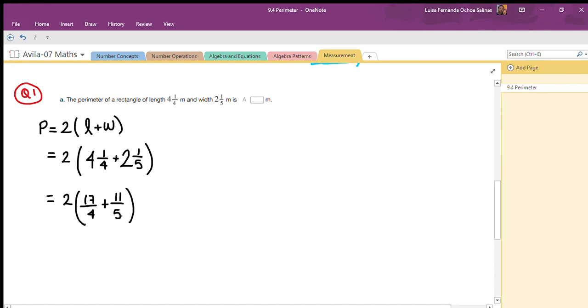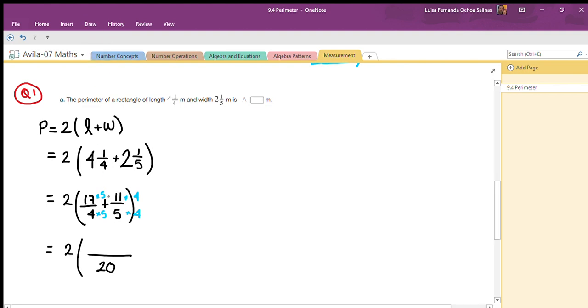Now I have to find a common denominator. I know that the lowest common multiple of 4 and 5 is 20. So this is going to be equal to 2, and the common denominator is going to be 20. In order to get to 20, what did I do? I multiplied by 5. I'm going to draw this with another color to make things clearer. 5 times 5, and on this side, I did times 4, times 4.